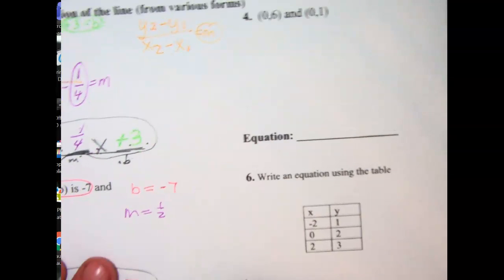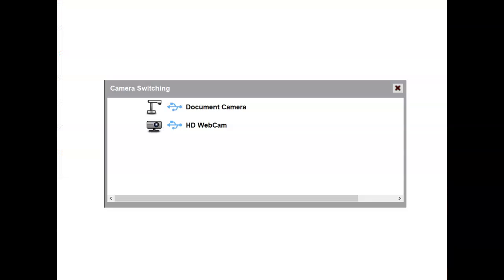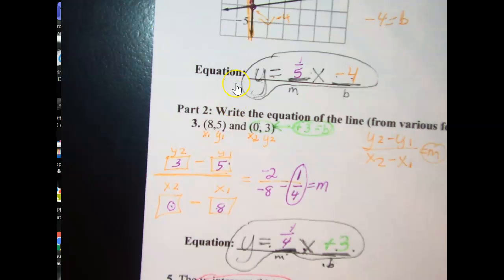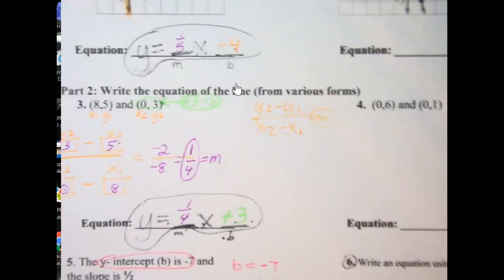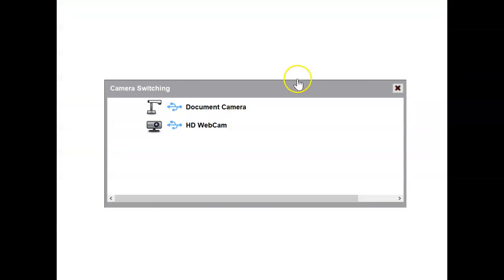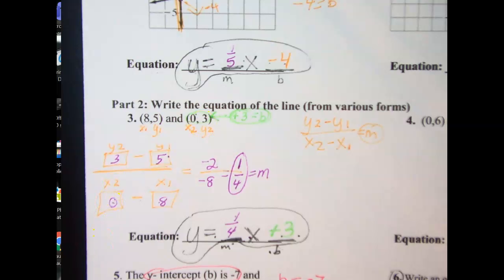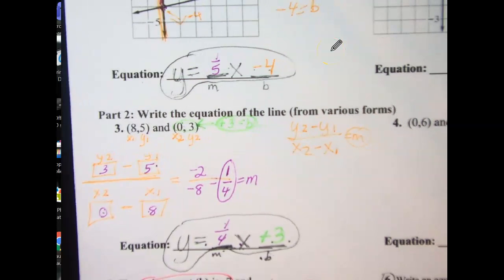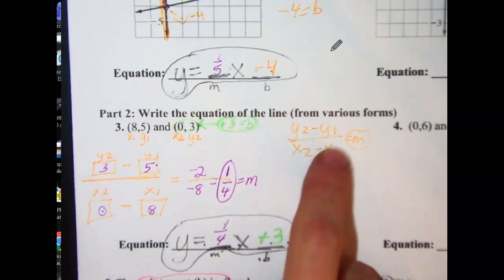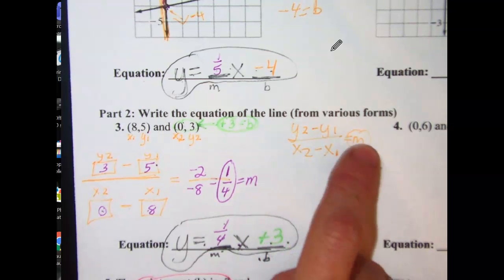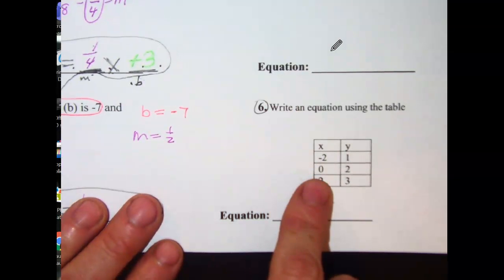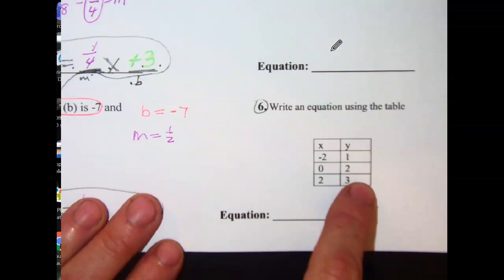And then my last type of problem is from a table. We do this one exactly the same as we did up here for number 3. And what that means is we're going to pick 2 points and use the formula to find slope. And then we're going to look at the ordered pairs in the table, the x, y's in the table, and we're going to find where x is 0, the number next to the x is our b.